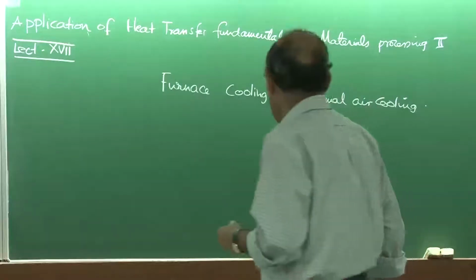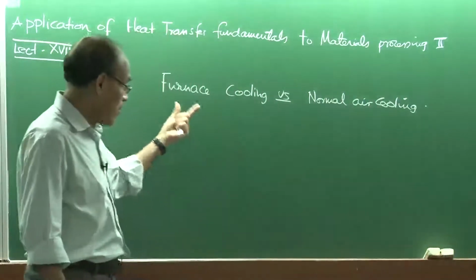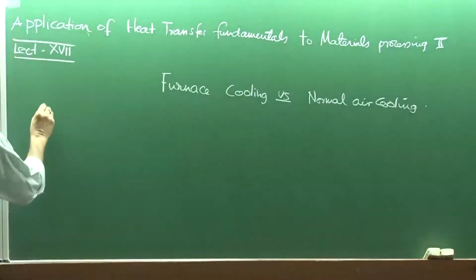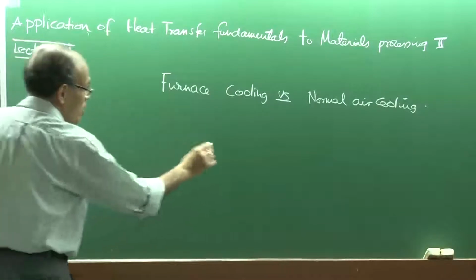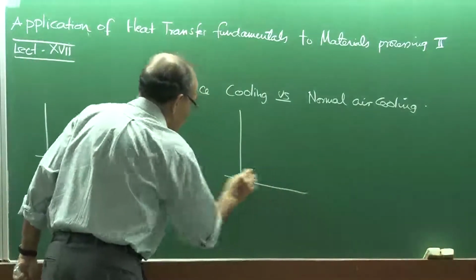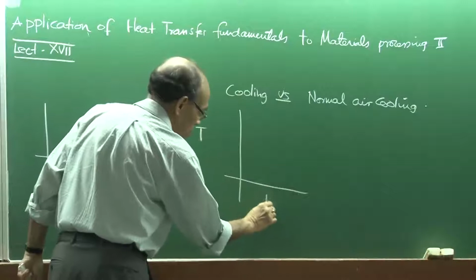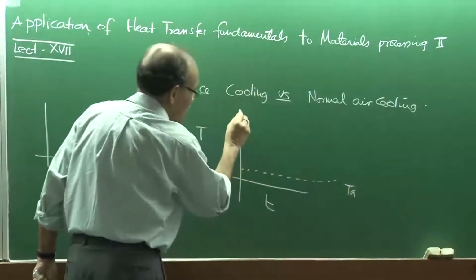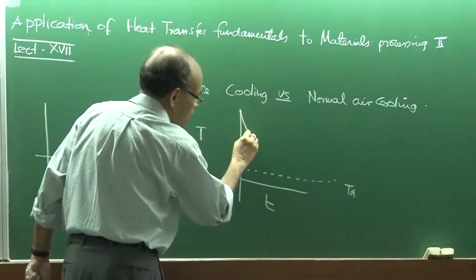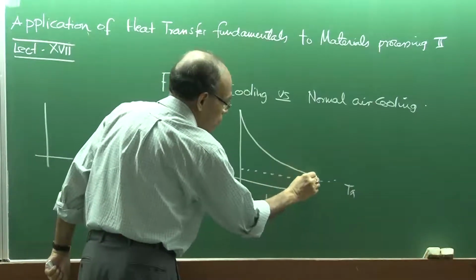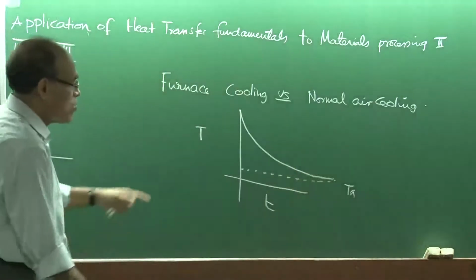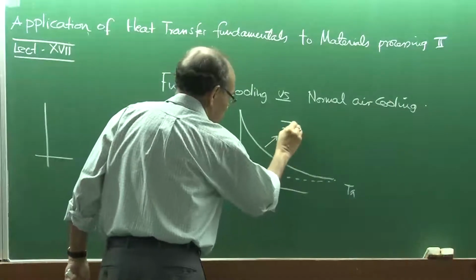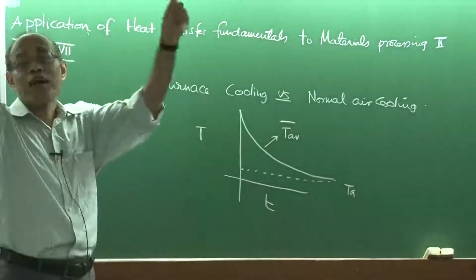You should be able to visualize it by now. If you look at the normal air cooling graph, suppose you have a time versus temperature plot, and this is your ambient temperature, T A. And that is how the average temperature of the solid will change as a function of time. What is this graph about? This graph is about T average, and this is a volumetric average of the temperature.